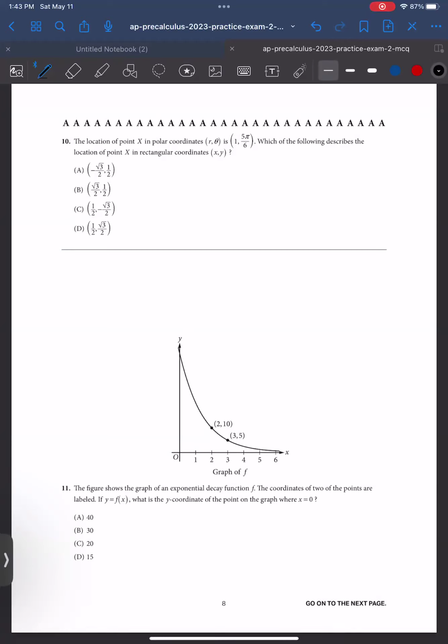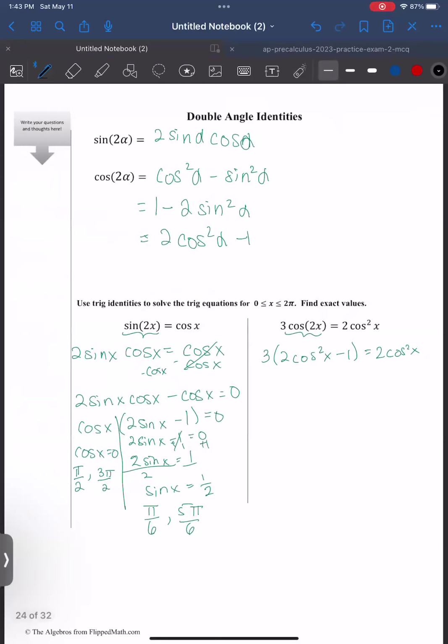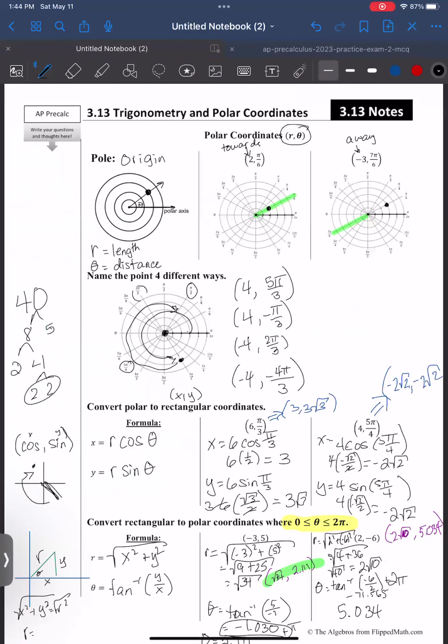All right. The location of point X in polar coordinates is this. It's so cute, right? It is 1 comma 5 pi over 6. Which of the following describes the location of point X in rectangular coordinates? Rectangular coordinates are the regular coordinates, while the polar ones are used when you have polar graphs. In case you haven't seen it, this is a polar graph here. It's kind of like a unit circle, but with a bunch of concentric circles in the middle.